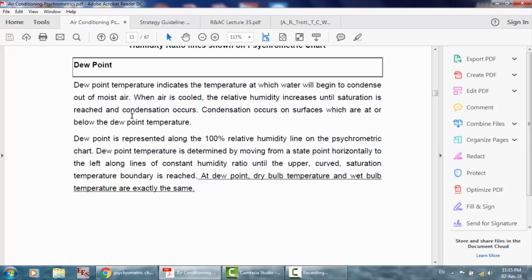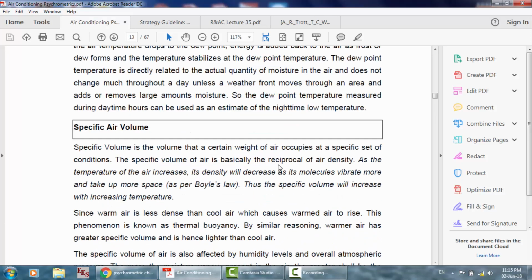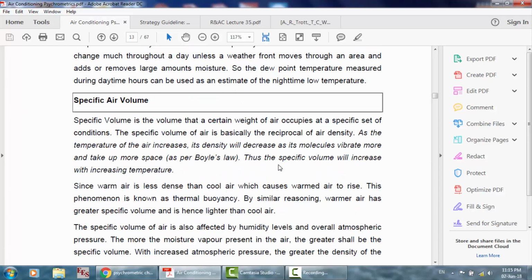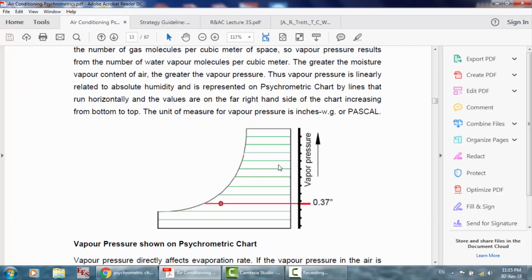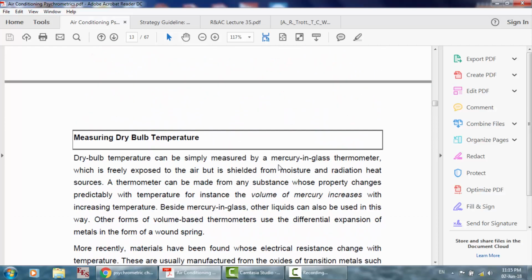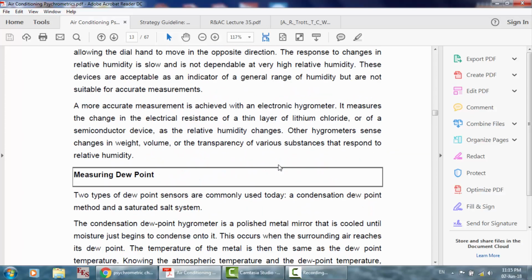Condensation occurs on surfaces which are at or below the dew point temperature, like this. And also we have the specific air volume and the vapor pressure. And here are some measurements and how you can measure all of these things.